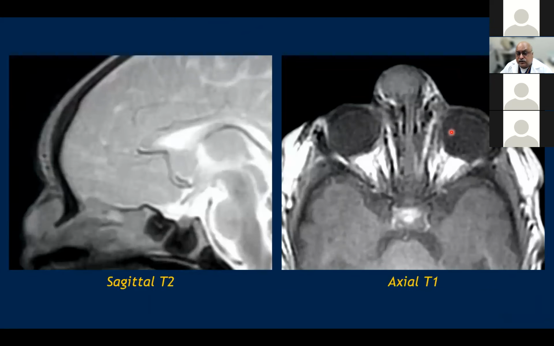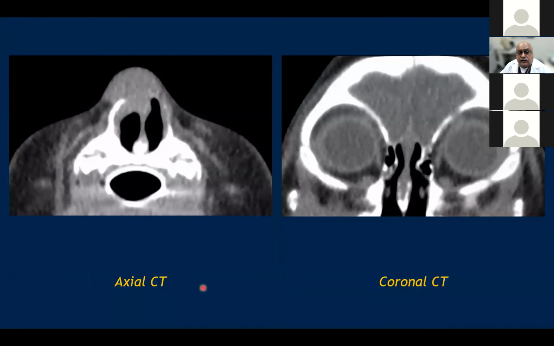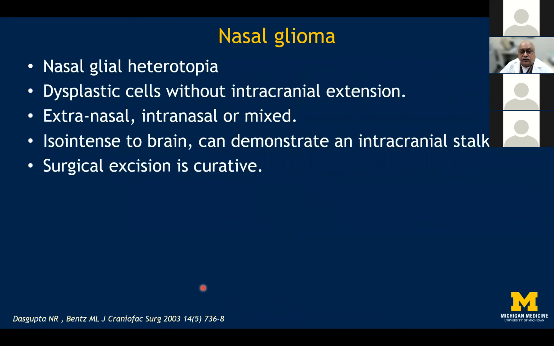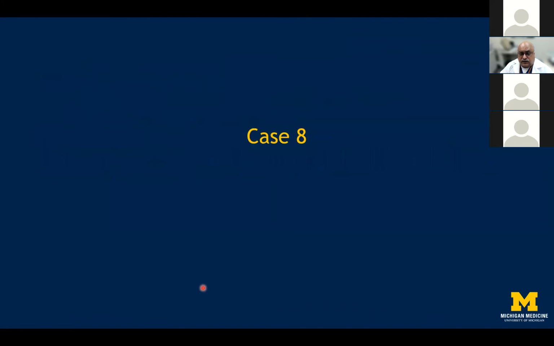This was another lesion which actually was given as a companion case to show the lesion in the region of the nasal, in the glabella and the dorsum of the nose. There was a suggestion of a channel here, or maybe involvement of the non-ossified crista galli. This turned out to be a nasal glioma, which is a hamartoma, and usually it contains dysplastic cells without any intracranial extension.